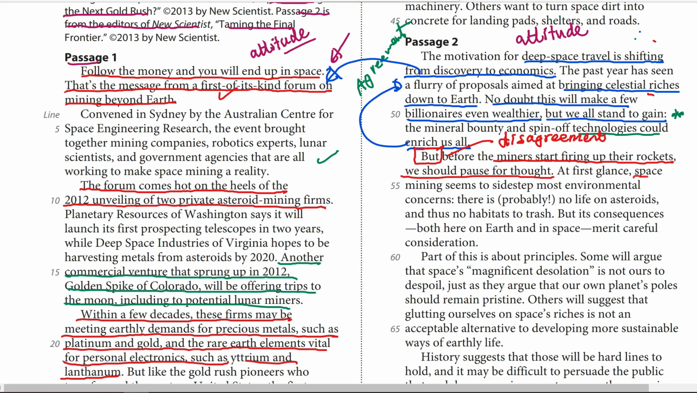At first glance, space mining seems to sidestep, to avoid, most environmental concerns. What are the environmental concerns? And he started to talk about environmental concerns. So he started to talk here negatively about what? About the mining of what? Of space. فهنا أقول إيه يا أستاذ محمد حسين؟ أقول إن ده بدأ يبني to what? To disagree. You got the point, right?